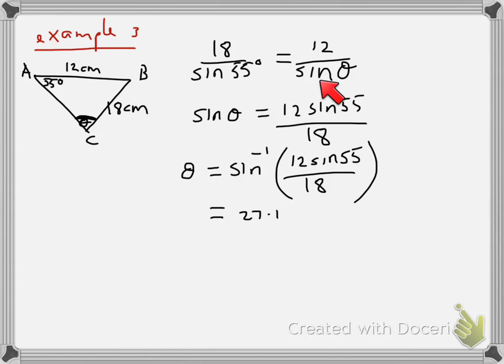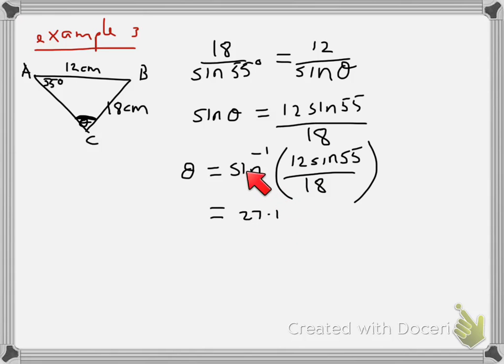I want to find sine theta, so I'm going to multiply the diagonal that I know, which is 12 times sine 55, write it up here, and divide it by the other item, which was the 18. So sine theta equals this stuff here. But I want to find the actual angle theta, so I don't want this sine here. I've got to undo that by taking the inverse of sine. So the angle itself is equal to the inverse sine of that stuff there. And that gives me 27.1.